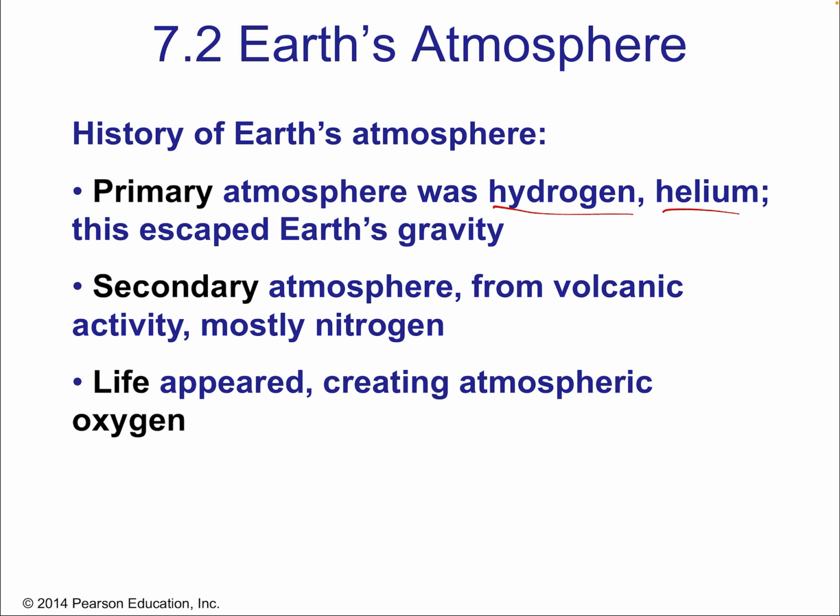But a secondary atmosphere formed from volcanic activity. This one was mostly nitrogen. Then life appeared, creating atmospheric oxygen. So now we have an atmosphere that does have some hydrogen in it, but is mostly nitrogen and some oxygen. And those larger atoms of nitrogen and oxygen and the molecules they form aren't easily able to escape Earth's gravity because they're more massive and don't pick up as much speed.